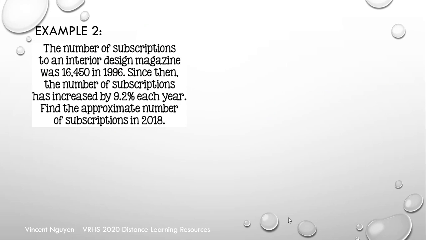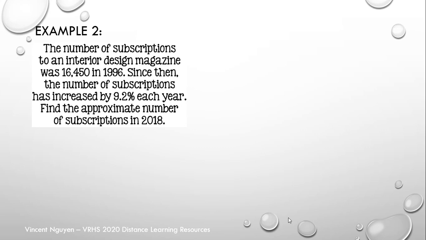We're talking about number of subscriptions in a magazine. Okay, in 1996, they had 16,450 subscribers. And then since then, the number of subscriptions actually increased by 9.2% each year. And then the company wants to approximate the number of subscriptions in 2018. Let's say you work for the company and you want to approximate that number. So how do we do this?